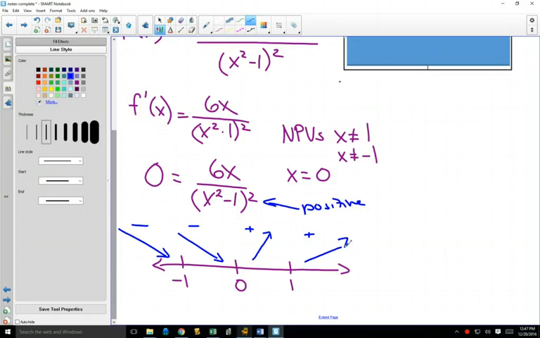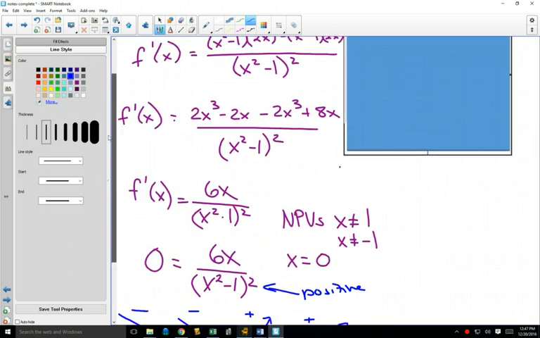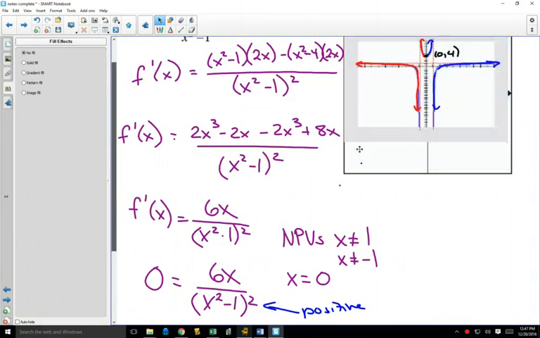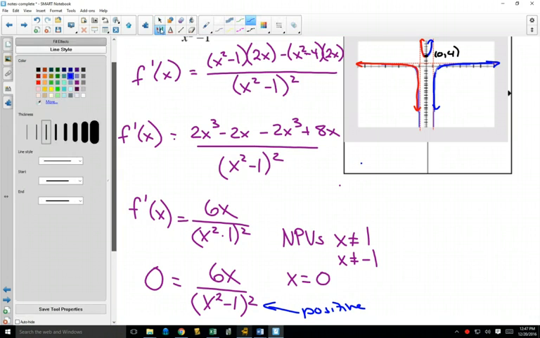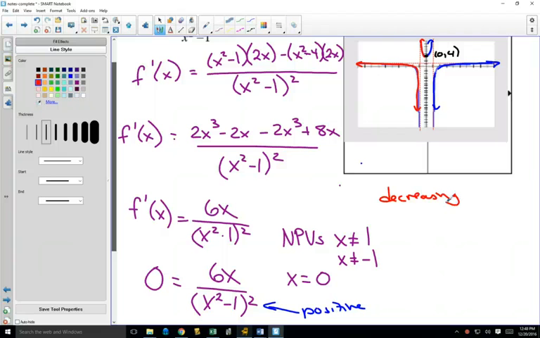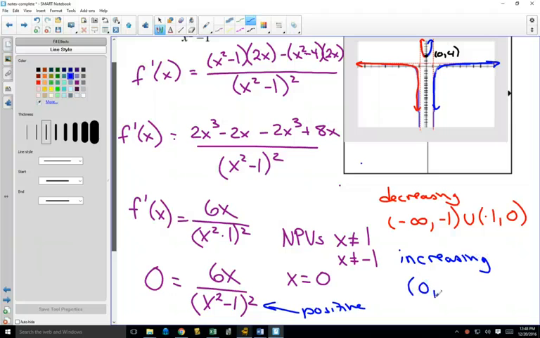So what does this graph look like? Well, we would have asymptotes at negative 1 and 1. At 0, we're going to have a local minimum. Can you see that we are decreasing from negative infinity to negative 1, or from negative 1 to 0, and we are increasing from 0 to 1 and from 1 to infinity.